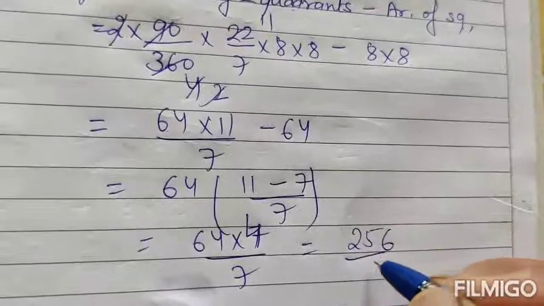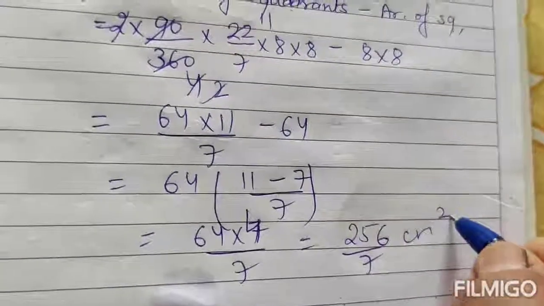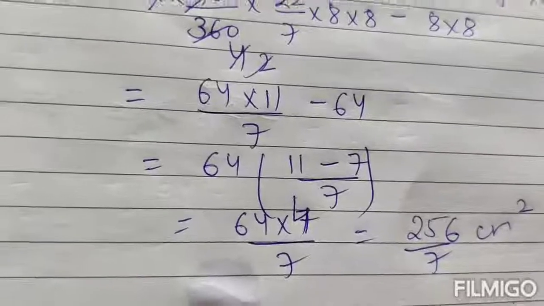256 by 7 centimeter square. This is the area of shaded region. Exercise complete. Thank you.